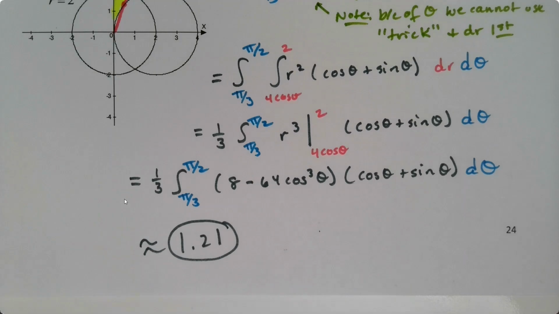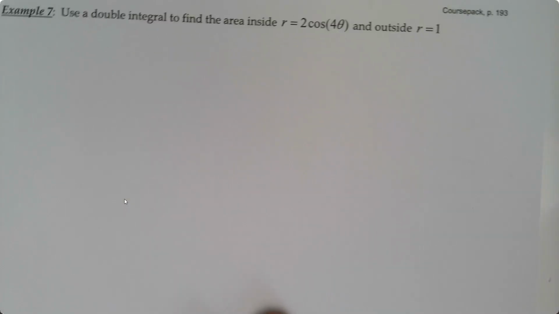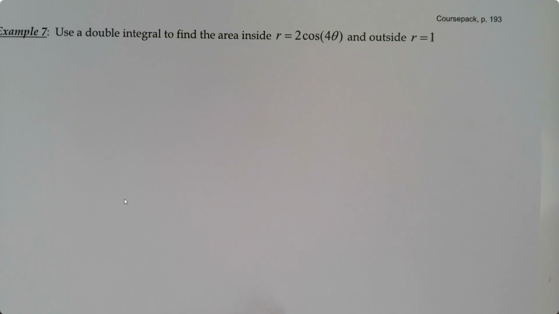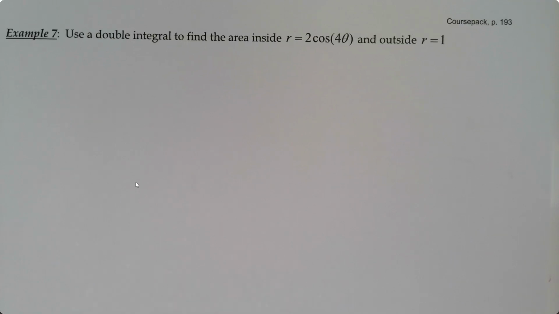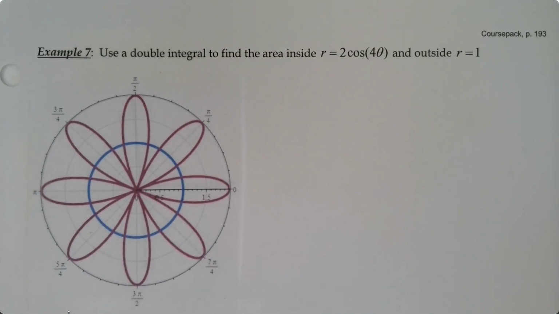All right, so let's do the last example. So this particular piece is a rose. So let me draw that picture for you so you can see it in Maple. One second. Here it is in Maple. So we have this beautiful rose, which is the 2 cosine of 4 theta, and then we have that circle, which is the r equals 1. All right, so I cheated and I printed it and I put it on my paper.